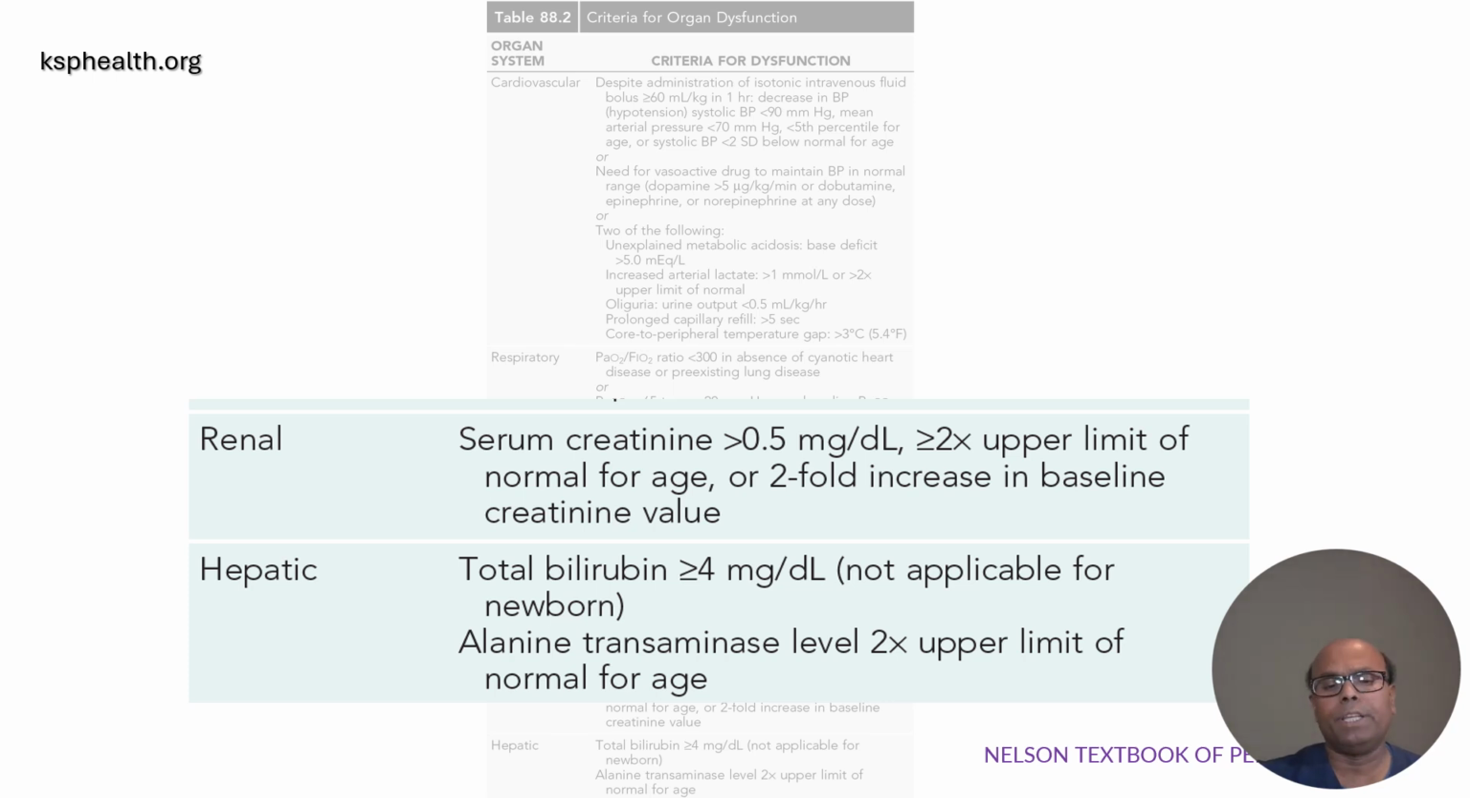Renal dysfunction is defined when the serum creatinine is more than 0.5 or more than 2 times the upper limit of normal for age, or a twofold increase in the baseline creatinine value. Hepatic dysfunction is defined when the total bilirubin is more than 4 milligrams per deciliter, and ALT 2 times the upper limit of normal for age.